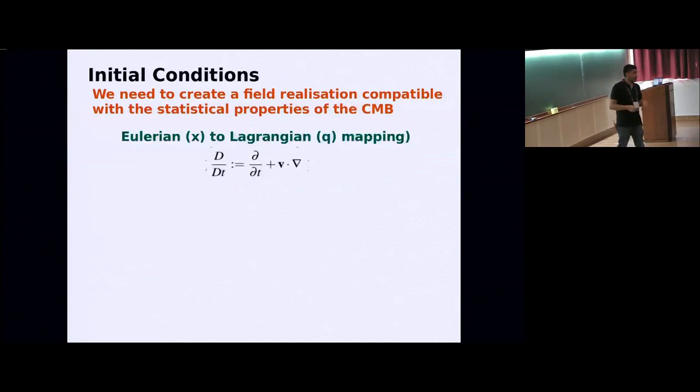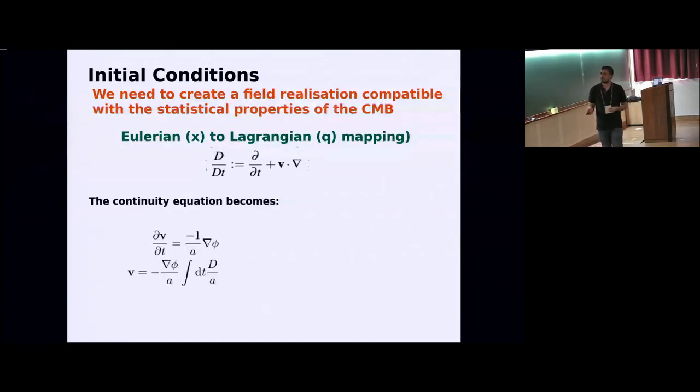Okay, so now that we know what the potential is, we can actually use the results of perturbation theory I was talking to you about earlier to estimate what the initial positions and velocities of the particles are. Right, so now we can write the continuity equation.